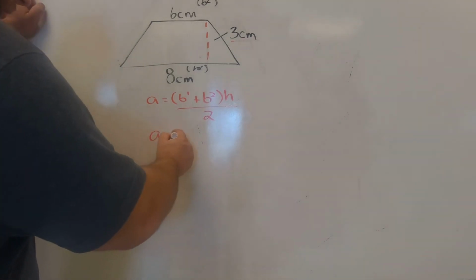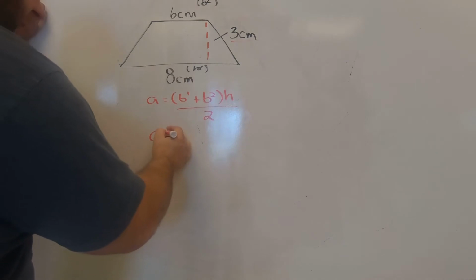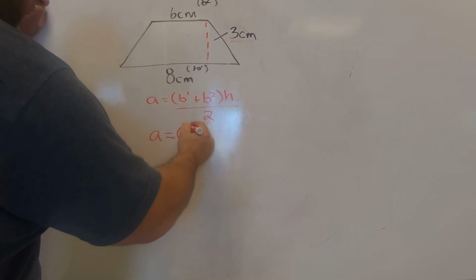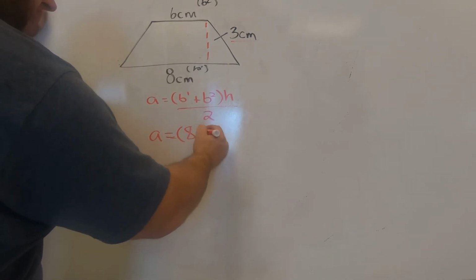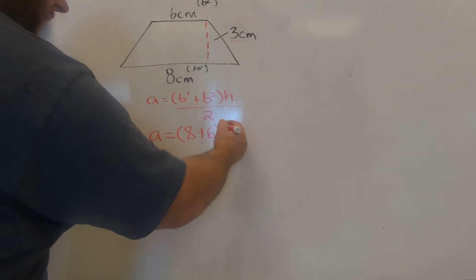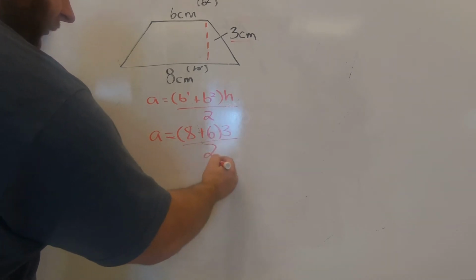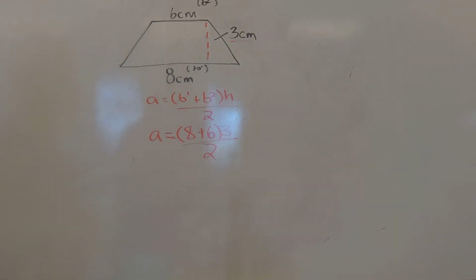So we can easily fill in the blanks here. Area equals, it doesn't matter which one you designate as base 1 or base 2 because you're going to be adding them anyway. Let's just say base 1 here is 8. And base 2 is 6. The height is 3, and we divide by 2. So all we've done here is fill in the blanks now. Now we're going to start working on our equation.